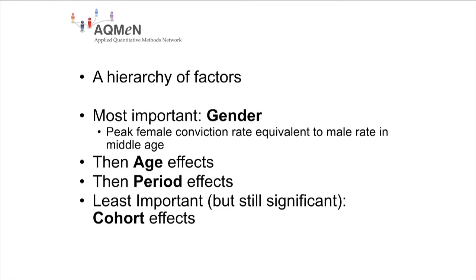The least important, but still quite significant factor which can help to explain or predict conviction rates is still cohorts. So once you've accounted for gender, age and period, there is still something that cohort effects can still account for.